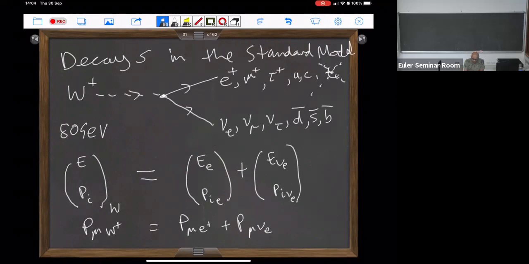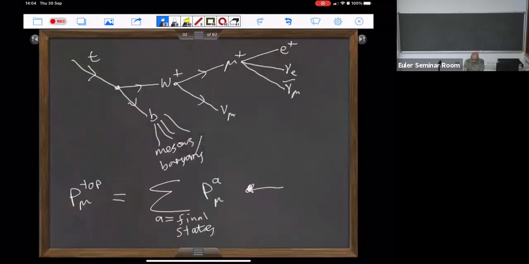Here we were discussing conservation of energy and momentum, which is expressed through this equation. And we were, just to be concrete, looking at decays of the W boson, and more complicated decays, such as top quark decays.